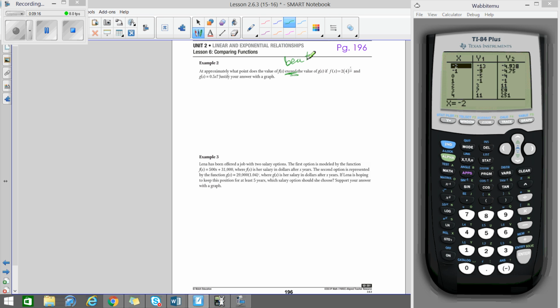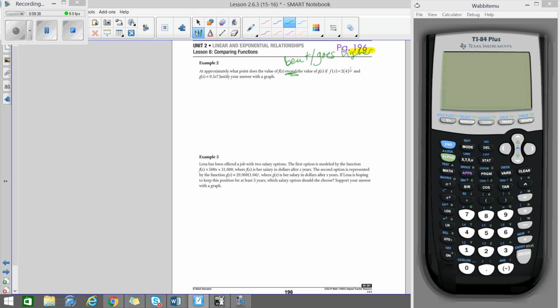So beat, or really goes higher. And this is talking about finding where they're the same or close to being the same, and then one exceeds the other. So if you look, f of x is exponential and g of x is linear. So it says, at what point does the exponential function beat the linear?